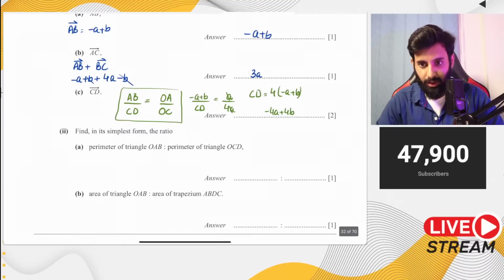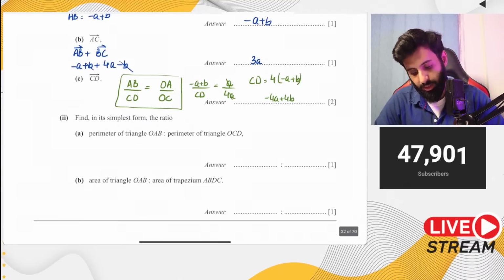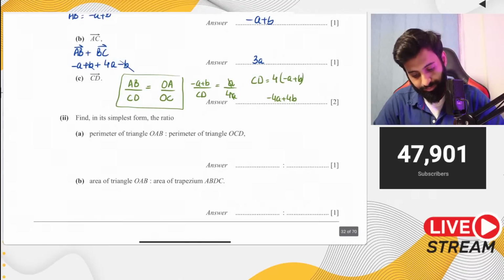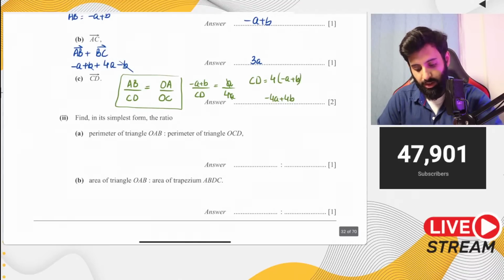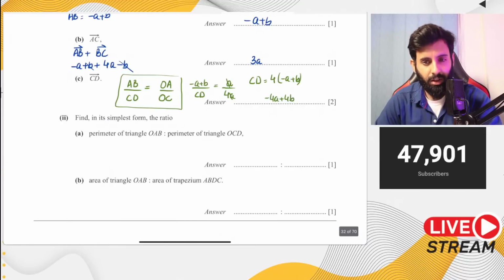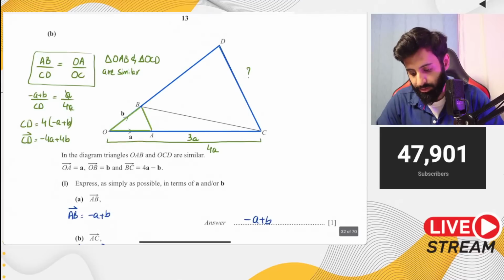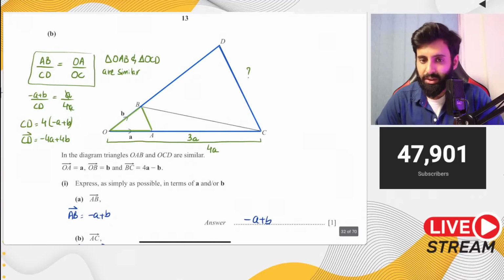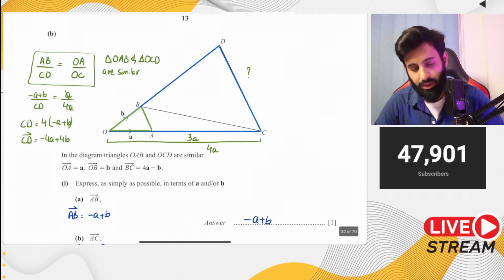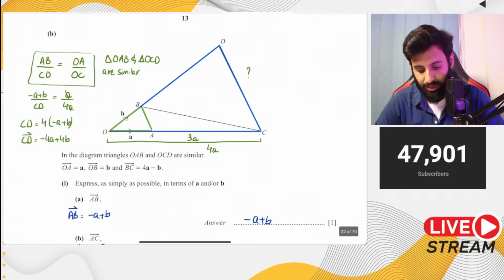Okay. Then part 2. Part 2 says find in its simplest form the ratio of the perimeter of triangle OAB to the perimeter of triangle OCD. Okay. Now this is a first. This is not something that we're generally used to dealing with, and that is the perimeter. The thing is, just by reading perimeter, don't freak out. Okay. Perimeter is a form of length, and perimeter will be in the same ratio as the ratio of lengths.